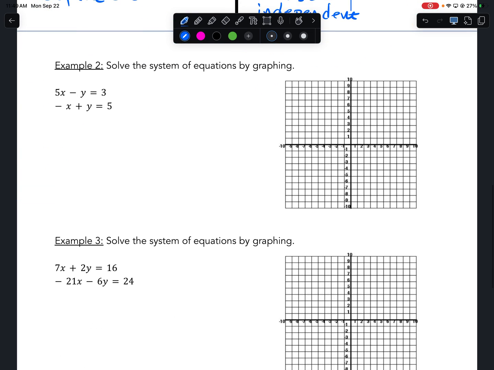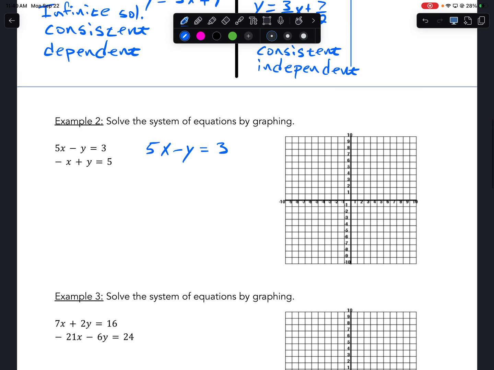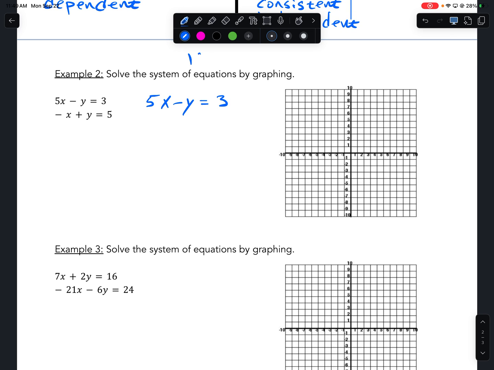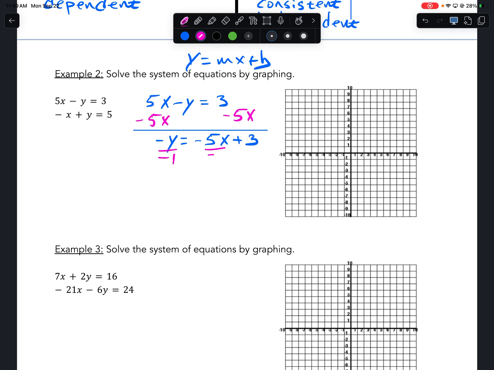Okay, now we're going to graph. Again, we have to get it in slope-intercept form. So I'm going to rewrite the top equation over here so I can solve it for y. Again, we're plugging into y equals mx plus b. First step on the first equation, we're going to subtract 5x. Always write the x term first. So we get negative y equals negative 5x plus 3. Divide all three parts by -1.